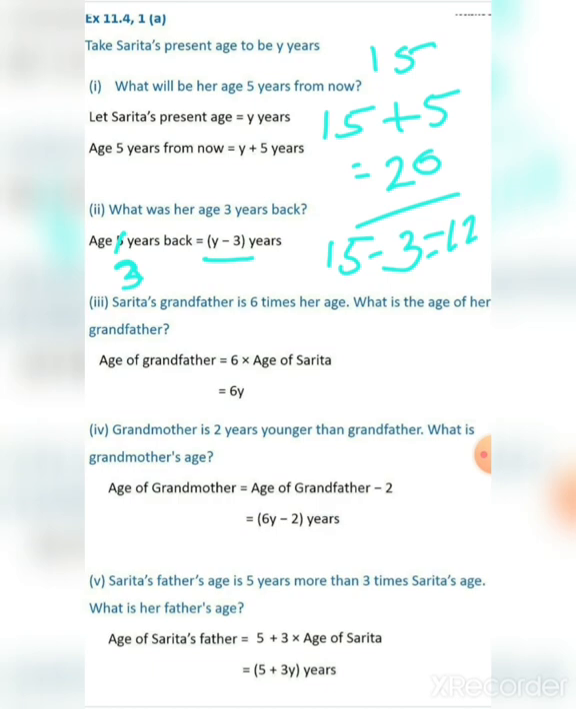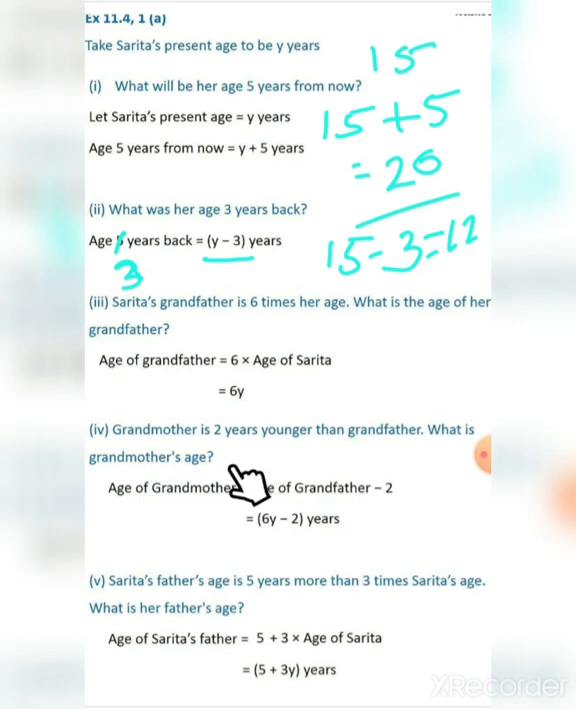Next is, Sarita's grandfather is 6 times her age. Whatever her age is, her grandfather is 6 times older. What is the age of her grandfather? 6 times means we have to multiply her age by 6. So the age of grandfather will be equal to 6 multiplied with the age of Sarita. So 6y.